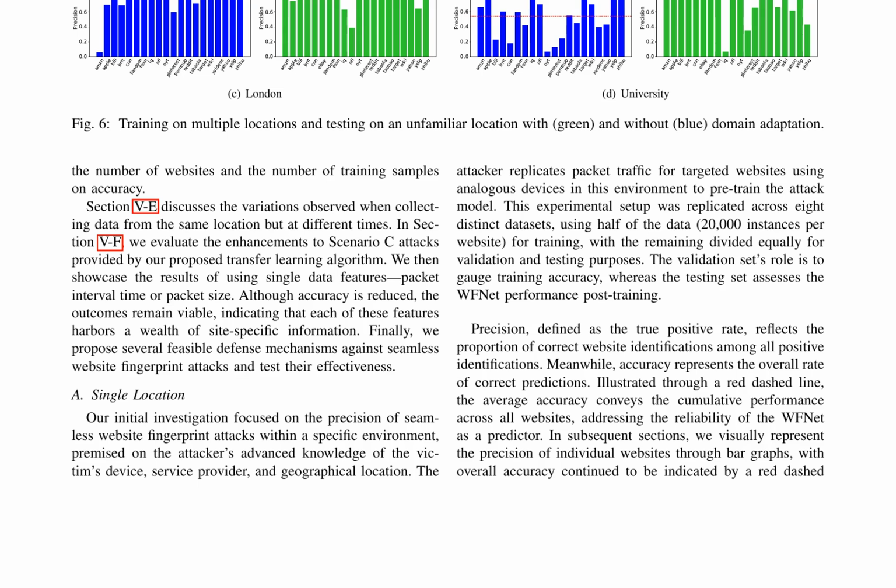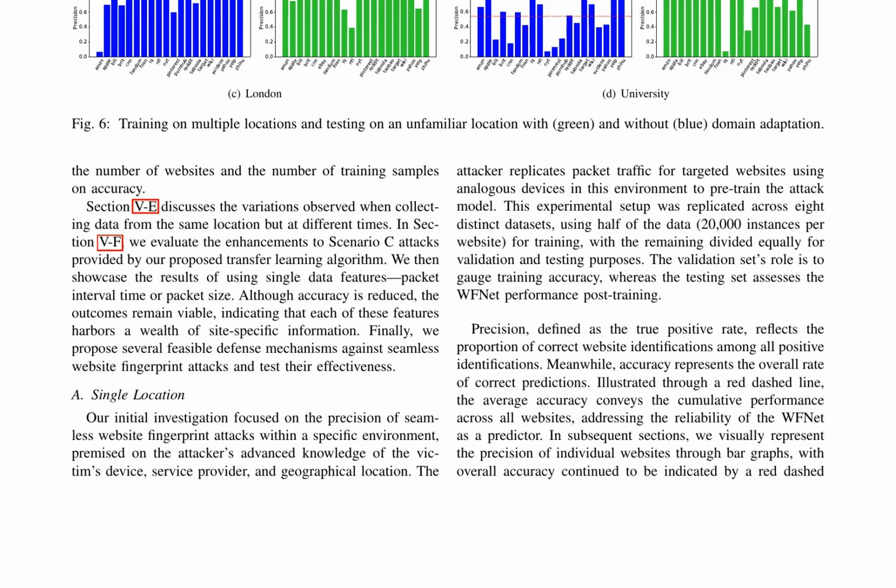The average accuracy is conveyed through a red dashed line, indicating the cumulative performance across all websites. The results of individual websites are visually represented through bar graphs, with overall accuracy indicated by a red dashed line. Each website has a unique fingerprint, and the WF-Net model is able to capture these site-specific features.